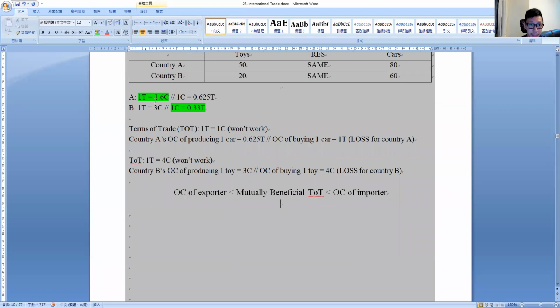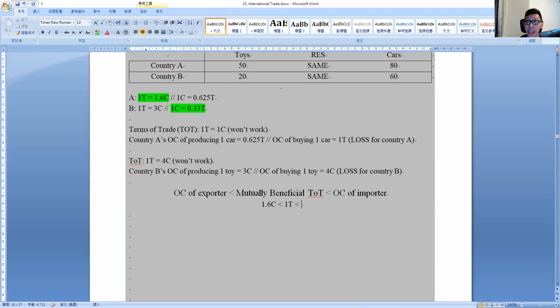Now, this time we use 1T equals to... better, right? Remember, country A will export toy. So how do we express it? We express it this way: 1T should lie between two numbers. Here, the opportunity cost of the exporter should lie between 1T to 1.6C. And who would import toy? Here, country B, and the cost of the importer would be 3C.